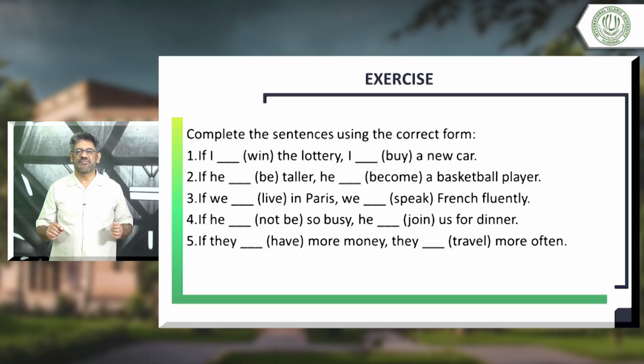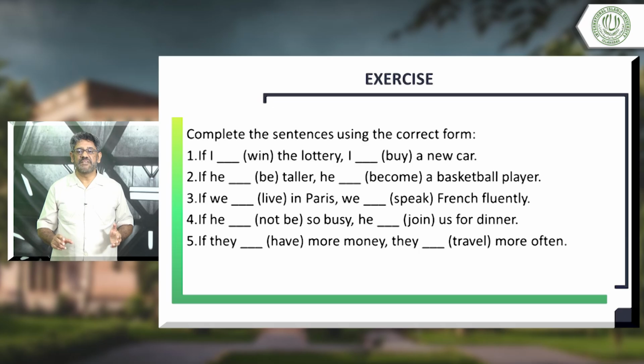Look at sentence number 3. If we, use the past form please. If we lived in Paris, we will speak? No? Okay. Then would speak. Right. We would speak French fluently. Yes, that's right. If he wasn't so busy. Good. The past. The rule is use the past in the first clause, in the if clause.